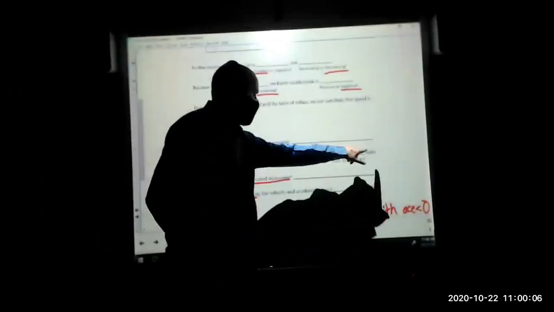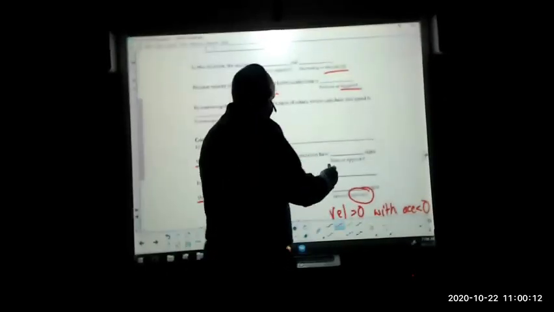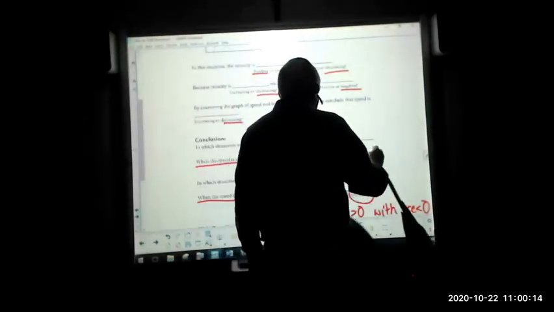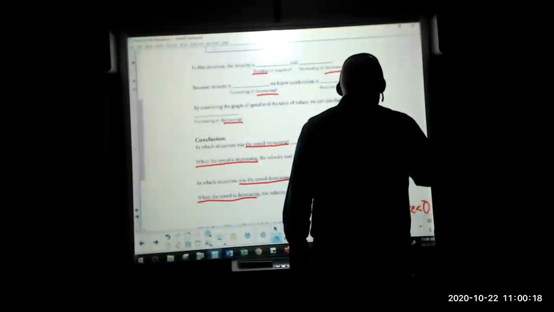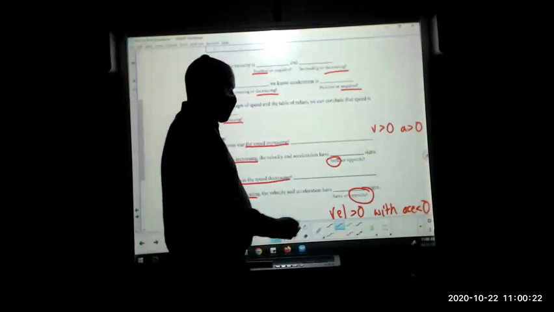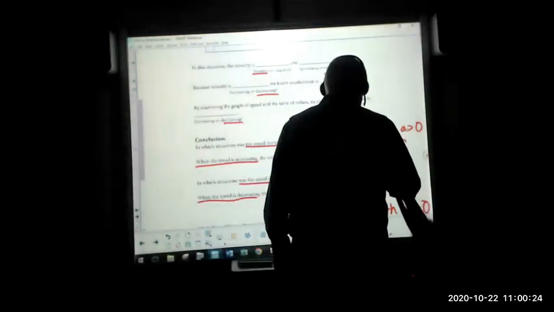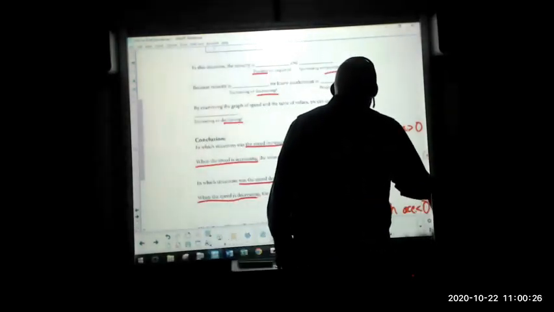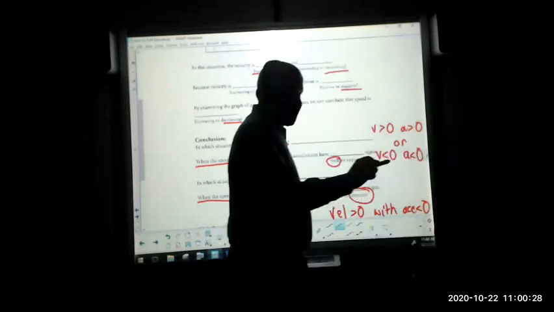What did you notice when the speed was increasing about the sign of the velocity and the acceleration? What did you notice was true about those? Did you notice they were the same? Either both were positive or both velocity and acceleration were negative. They have the same sign.